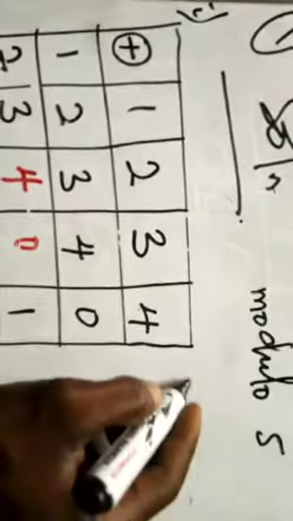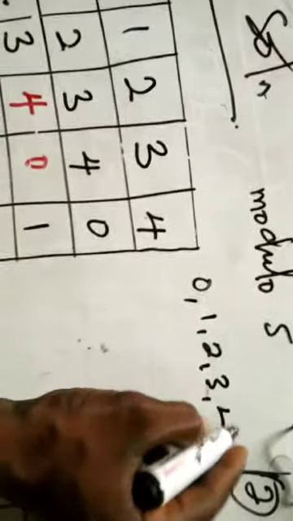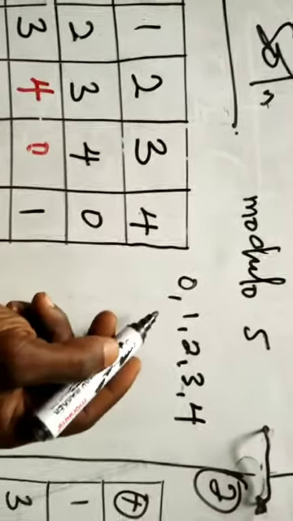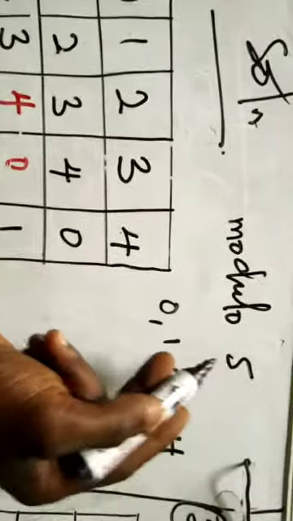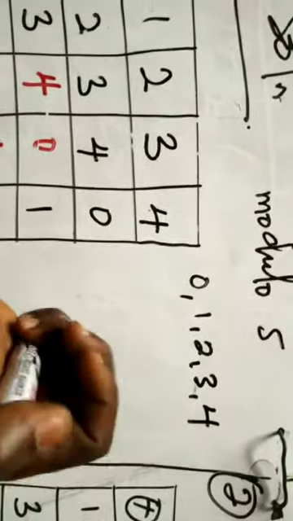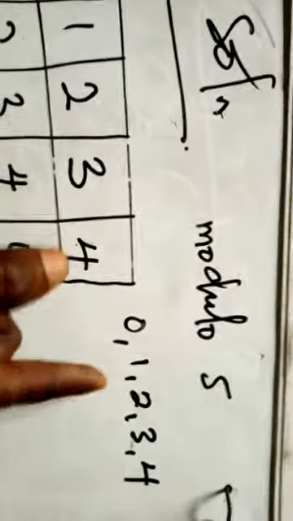That should start from 0, 1, 2, 3, and 4. Every modulo starts from 0, and the modulo you are in is not part of the numbers that you are dealing with. This is when you are not given a set. If you are given a set, then you have to obey that set. Like this one, you are given a table, even though we are dealing in modulo 5. That's supposed to be 0, 1, 2, 3, 4.